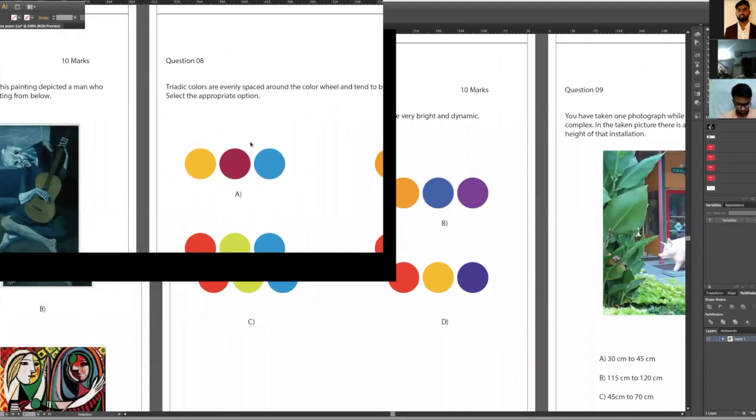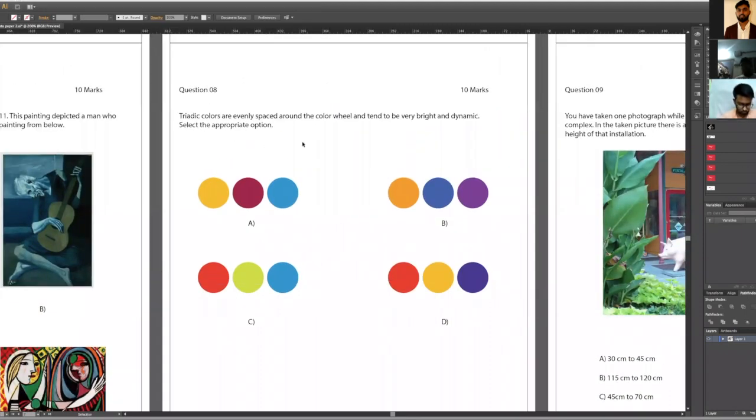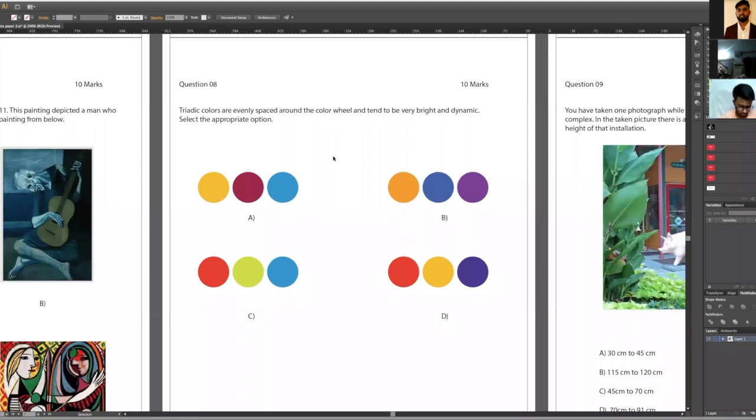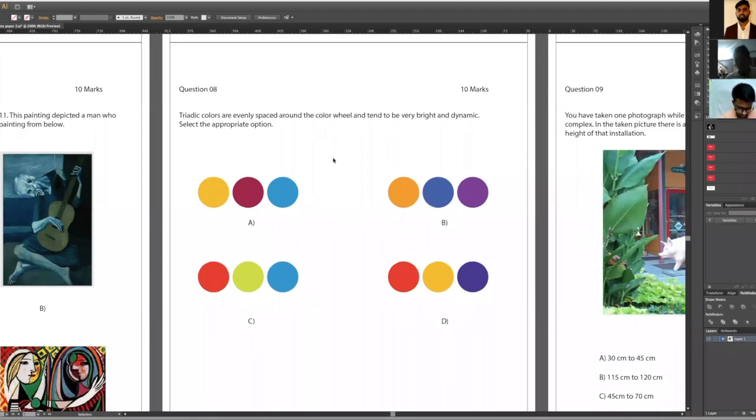Another question is: triadic colors are evenly spaced around the color wheel and tend to be very bright and dynamic. Select the appropriate option. How many got this answer? This is the easiest one, I guess. Anyone who didn't get it?